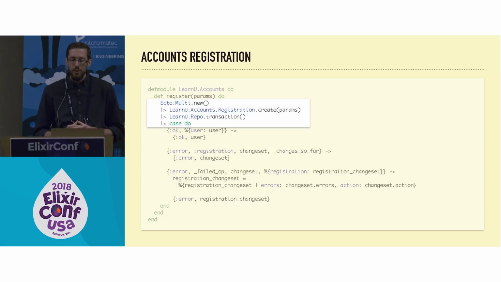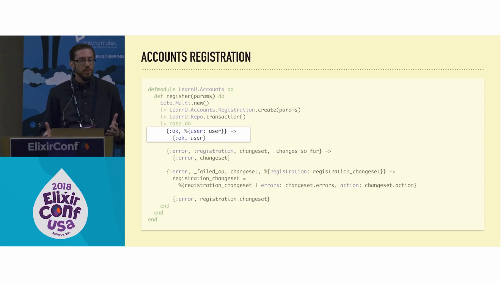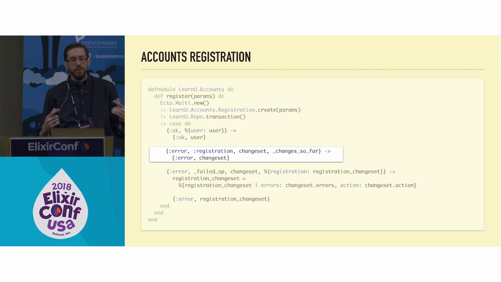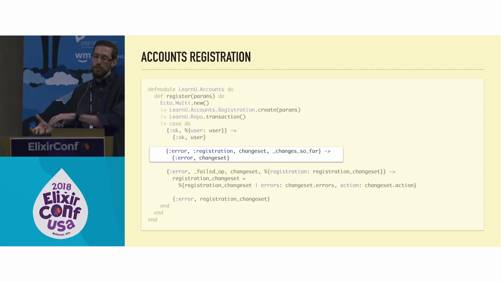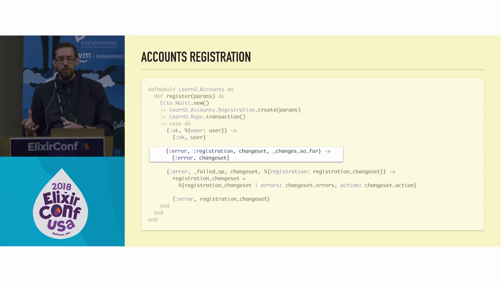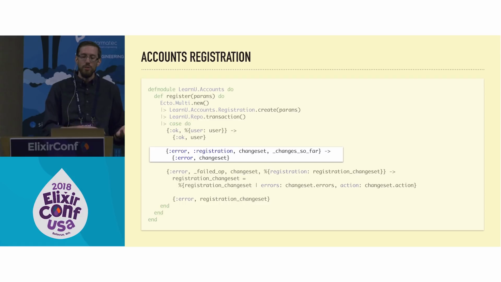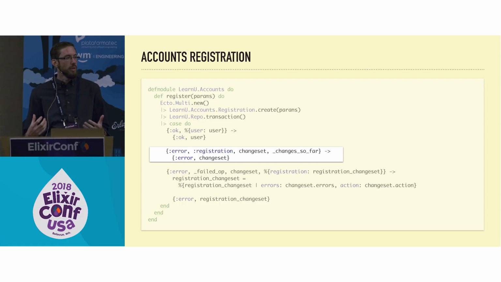Once the transaction is executed, the result gets passed into a case statement where a few different results are pattern matched on and handled. The first is an OK tuple, where the user struct is extracted from the given map of changes and returned as part of an OK tuple response to this function. The second is an error tuple that matches when the registration validation operation failed. If you remember, that return value was an error tuple which returned the registration changeset as a result. That registration changeset is returned in an error tuple so it can be used on the registration form again.